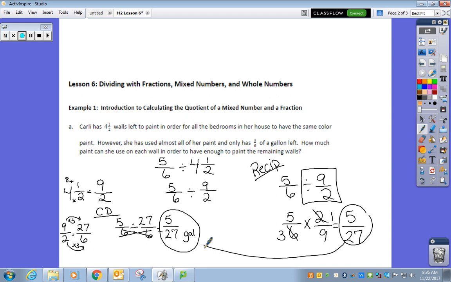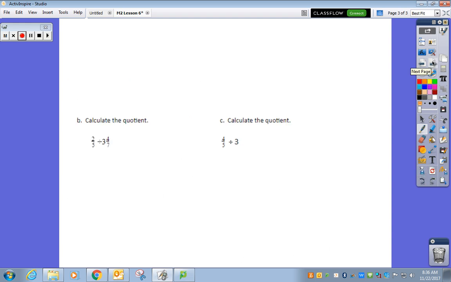Again, the important piece is that we're turning the mixed number into a fraction first. Okay, a couple more examples. We have 2/5 divided by 3 4/7. The first step is going to be to change our mixed number into a fraction. So again, your denominator stays the same. You multiply your denominator and your whole number, so 7 times 3 is 21, and then I have to add my numerator of 4. 21 plus 4 is 25. So I'm going to rewrite the problem now that I've changed the mixed number into a fraction.